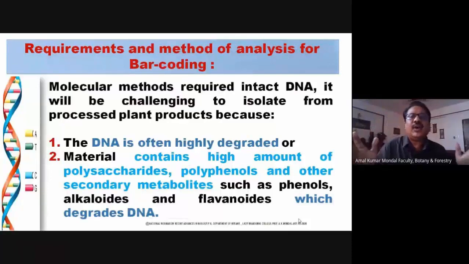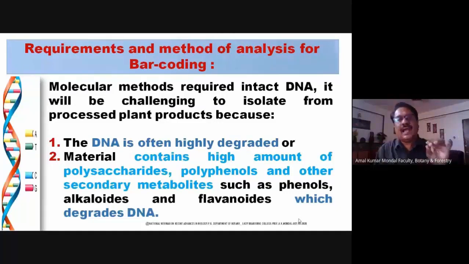And the requirements and methods of analysis for barcoding. Molecular methods require intact DNA. It will be challenging to isolate from processed plant products because, number one, the DNA is often highly degraded, and number two, the material contains a high amount of polysaccharides, phenolics, and other secondary metabolites such as phenols, alkaloids, and flavonoids, which degrade DNA.